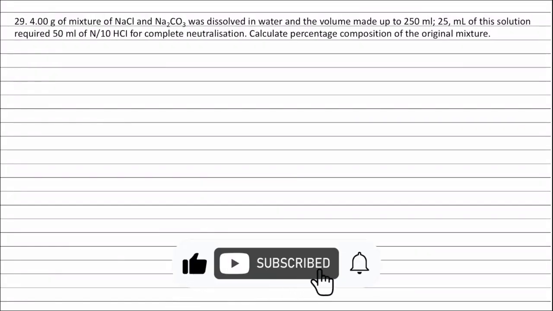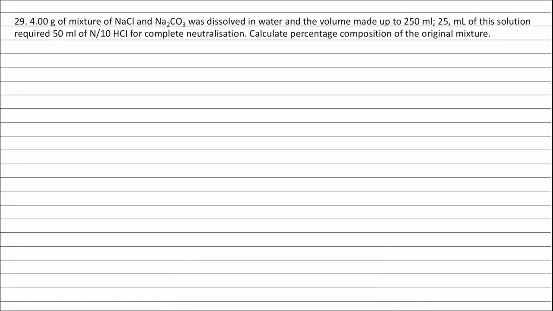Question 29. 4 gram of mixture of sodium chloride and sodium carbonate was dissolved in water and the volume made up to 250 milliliter. 25 milliliter of this solution required 50 milliliter of N by 10 HCl for complete neutralization. Calculate percentage composition of the original mixture. Let the weight of sodium carbonate be W grams. Therefore, weight of NaCl will be 4 minus W grams.